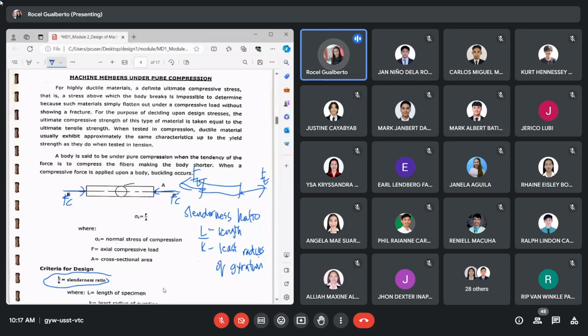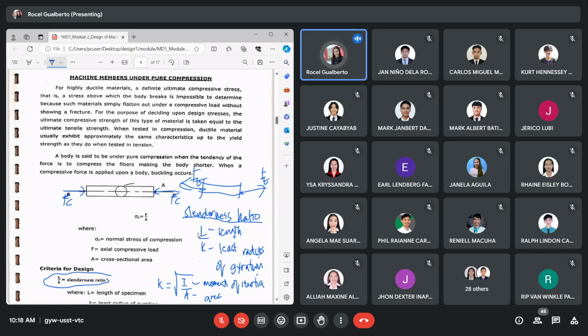To obtain po the value of K, K is simply equal to the square root of I divided by area. Where then this I, you call this your moment of inertia, and A would be the cross-sectional area. So, yan po yung K na least radius of gyration. Pag tayo po ay magde-design ng member under pure compression, ito po muna yung ating unang kukuhanin. Let us obtain first po yung slenderness ratio L divided by K.